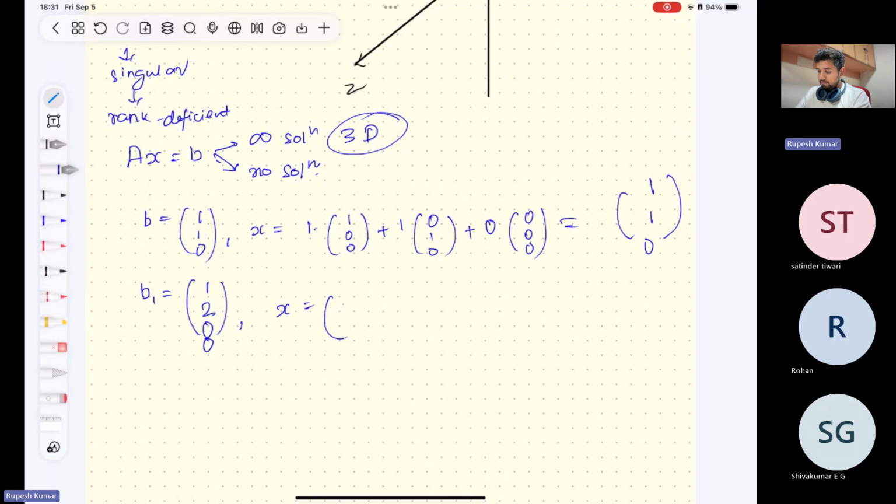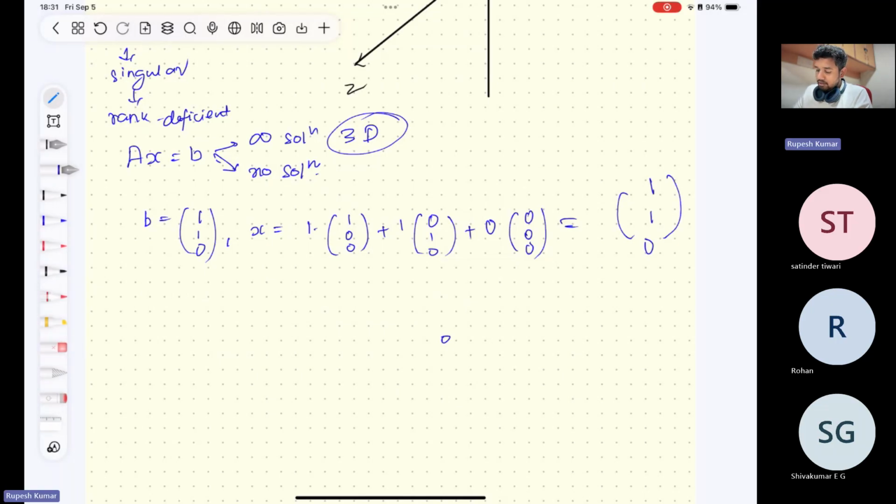1, 0, 0 plus, let me write this, 1, 1, no. The coefficient is 8, so B would still be the same, no? So you are looking for solutions to Ax equal to B, and you are saying that Ax equal to B can have infinite solutions. Yeah, you're right. Sorry, I missed it.